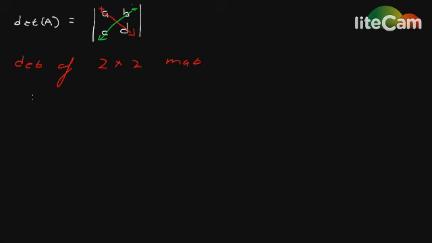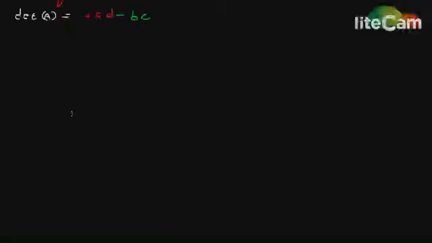So the determinant of A is equal to, now like I said, we're going to multiply these two with a positive in front, so it's going to be plus AD, minus, we put a minus in front and we multiply those two, so minus BC, and that's then the determinant of matrix A. Okay, fairly simple. Let's just look at a quick example.